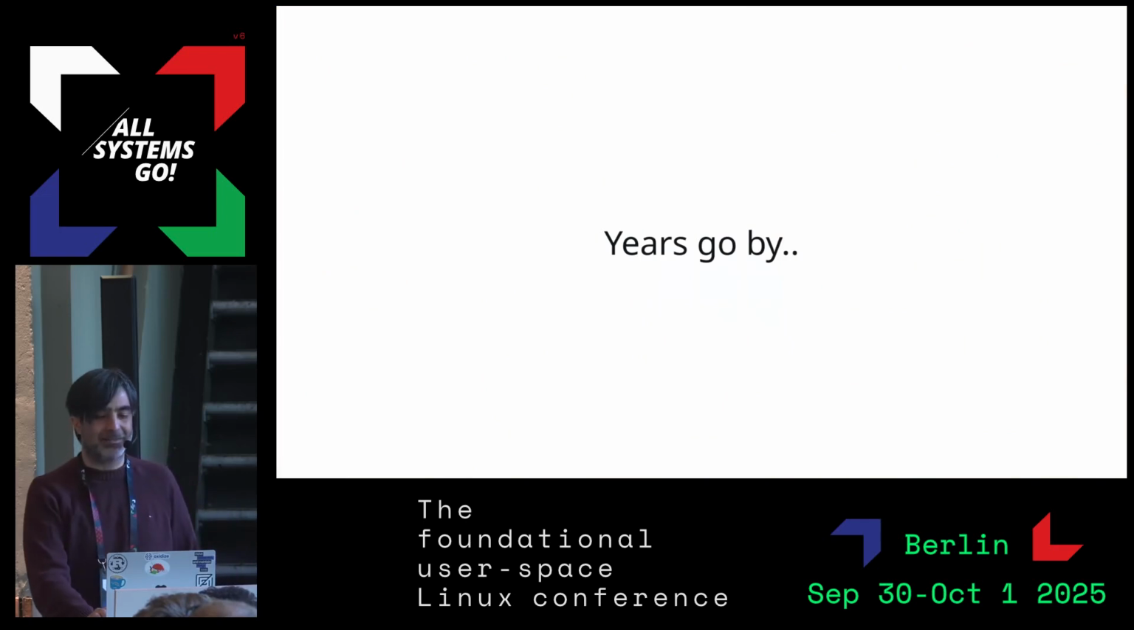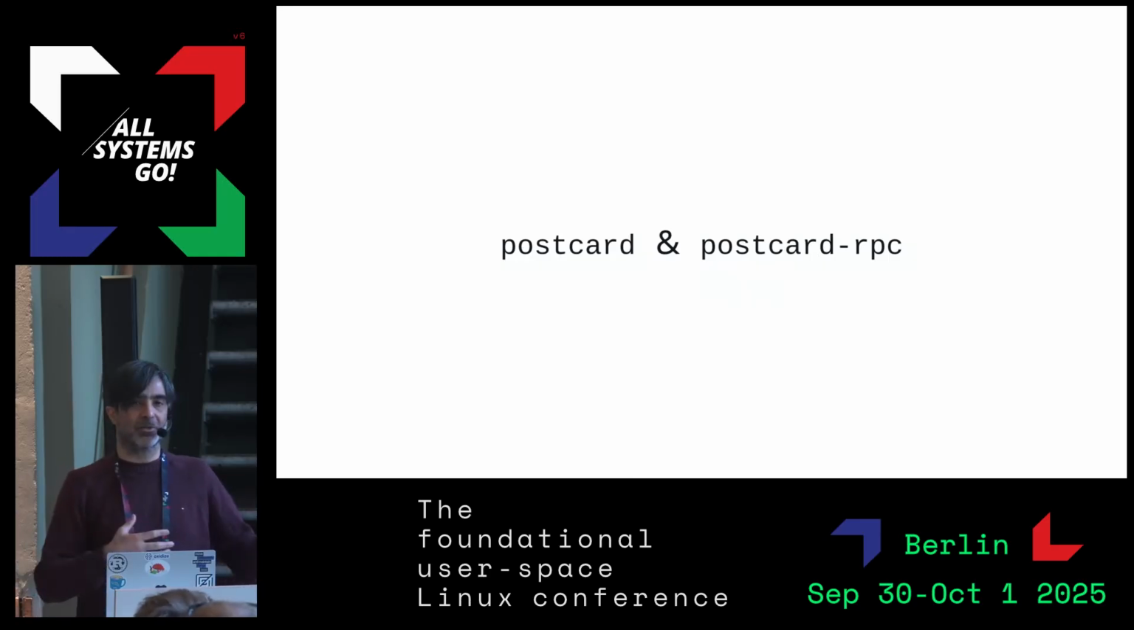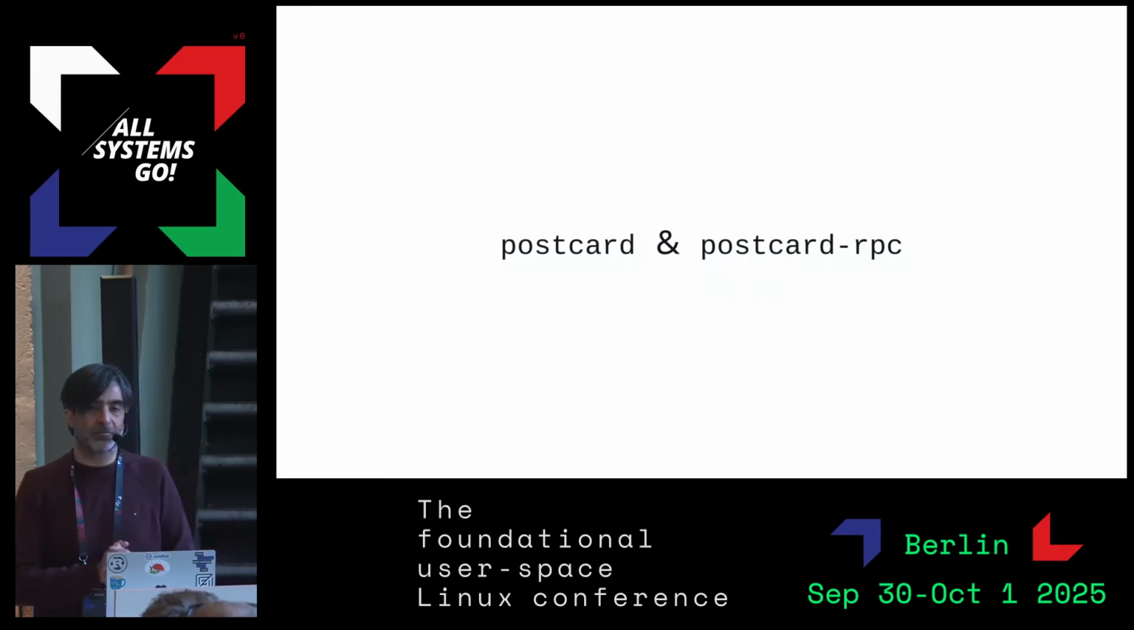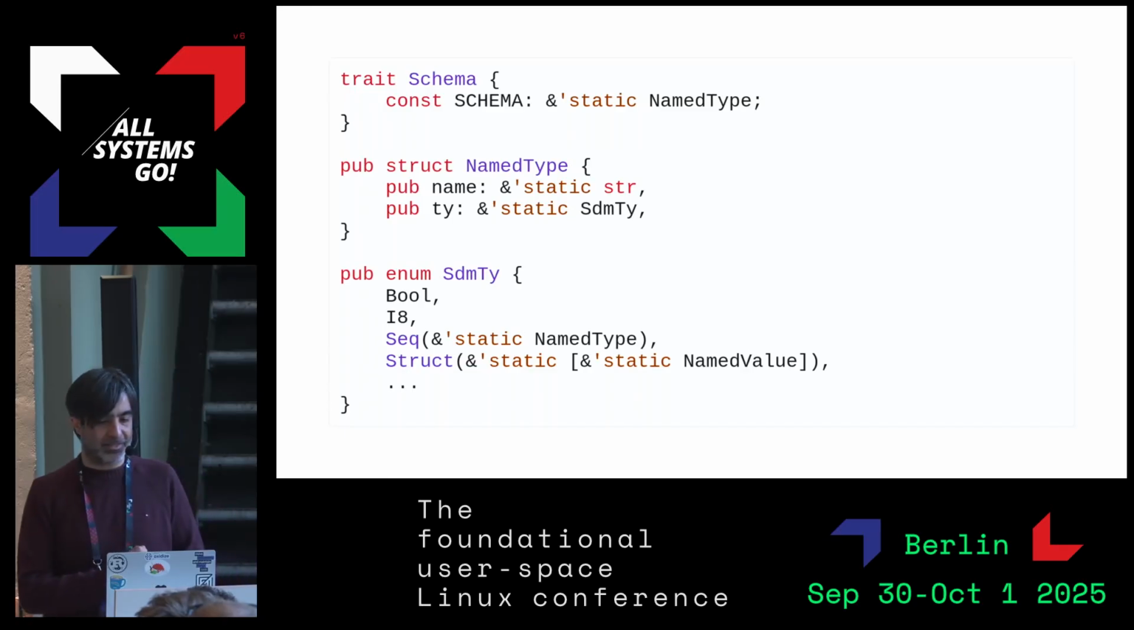And years went by. Sometimes I would think about it, and then I encountered something called postcard and postcard-rpc, which is used in the embedded Rust world, the bare metal world, to communicate between a microcontroller and a host. So it's designed to be quite efficient. And they gave me some ideas, right? They had something similar to a signature or a type trait, which provides a signature for your type. And it was all const.